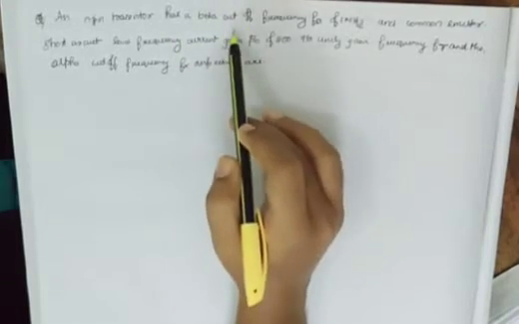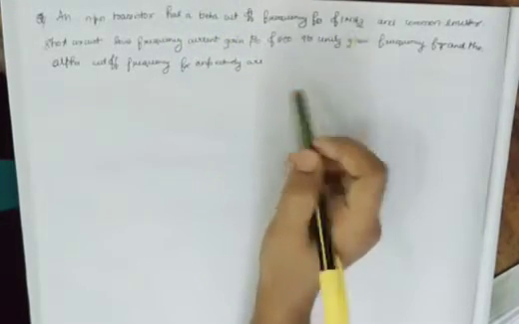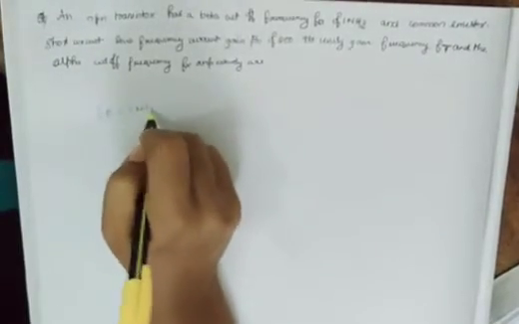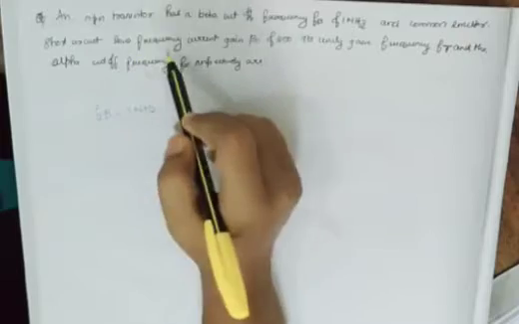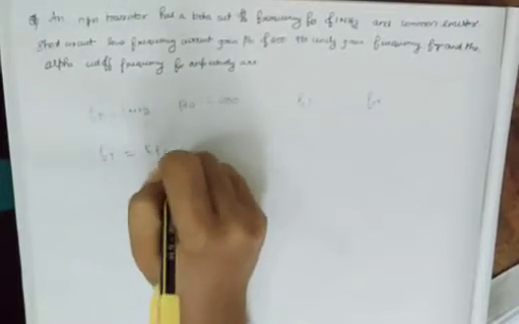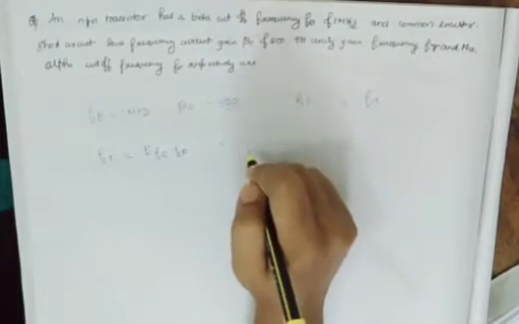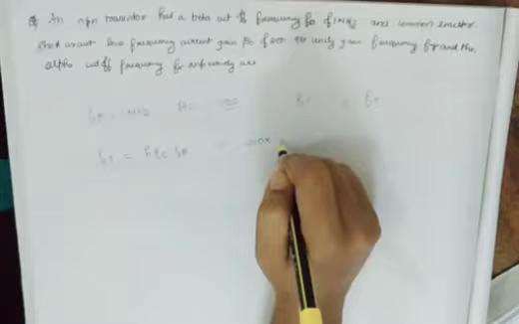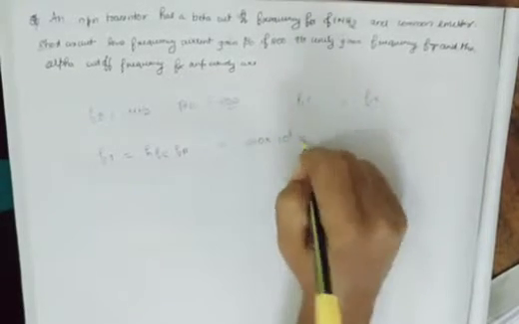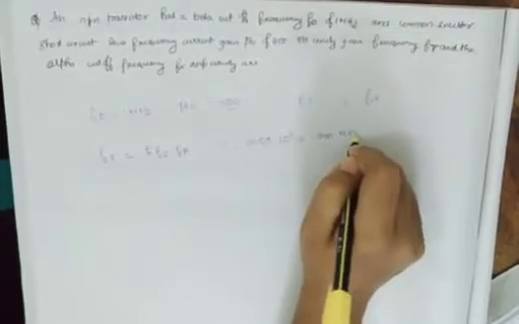An NPN transistor has a beta cutoff frequency f beta of 1 megahertz, and a common emitter short circuit low frequency current gain beta 0 equal to 200. Its unity gain frequency ft and the alpha cutoff frequency f alpha respectively are? So unity gain frequency ft is equal to hfe into f beta. hfe is 200, so 200 into 1 megahertz, that is 10 raised to 6, and we will get 200 megahertz.